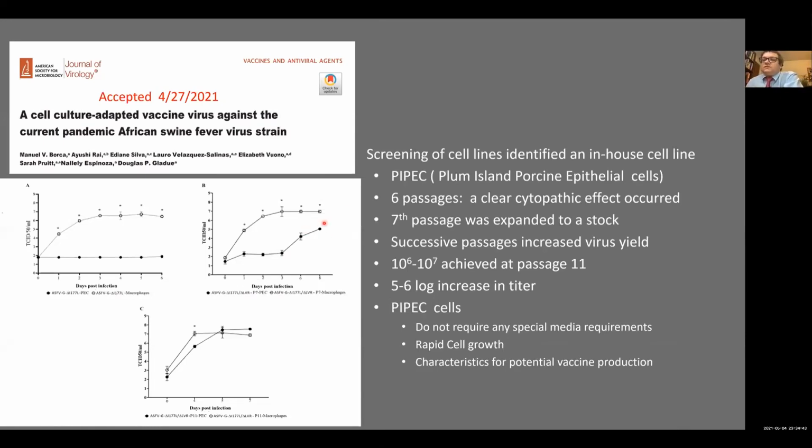Successive passages increased virus yield. As you see here, by passage 7, we had some growth of our vaccine candidate, but by passage 11, we had growth that was similar to that in swine macrophages. At passage 11, we achieved a 10 to the 6 to 10 to the 7 titer, which is a 5 to 6 log increase in titer. It's important that PIPEC cells do not have any special media requirements, have rapid cell growth, and have characteristics for potential vaccine production.